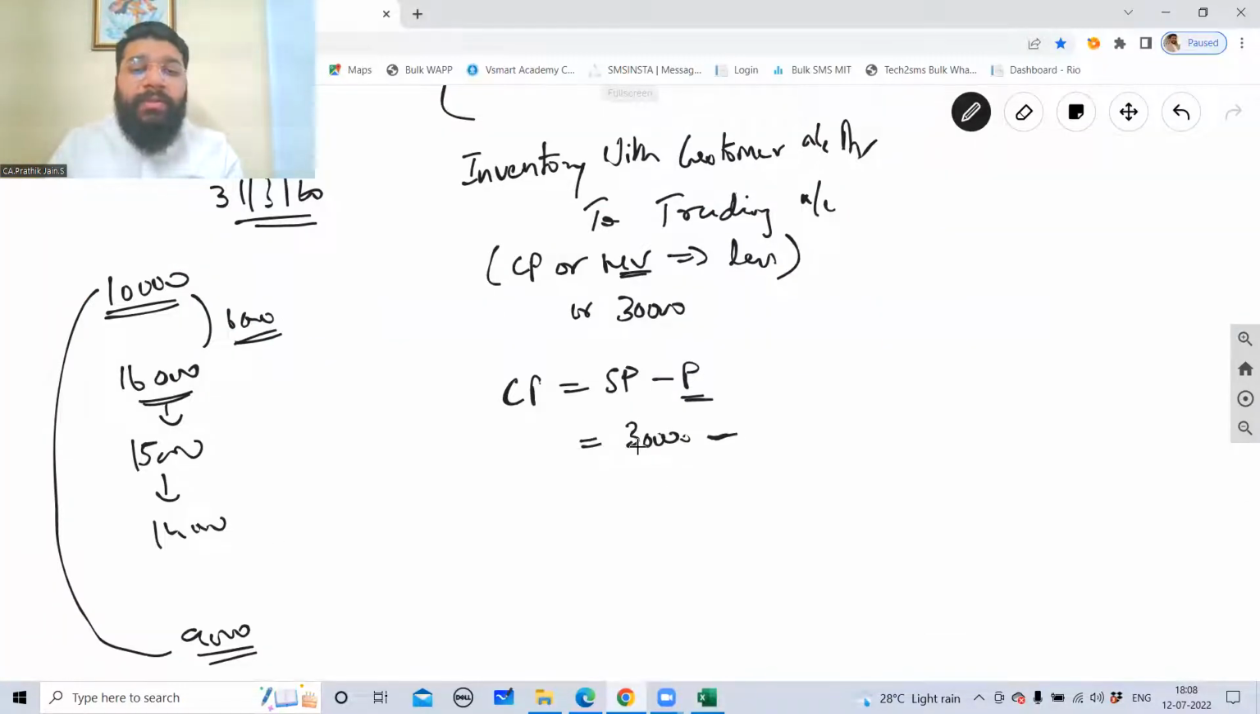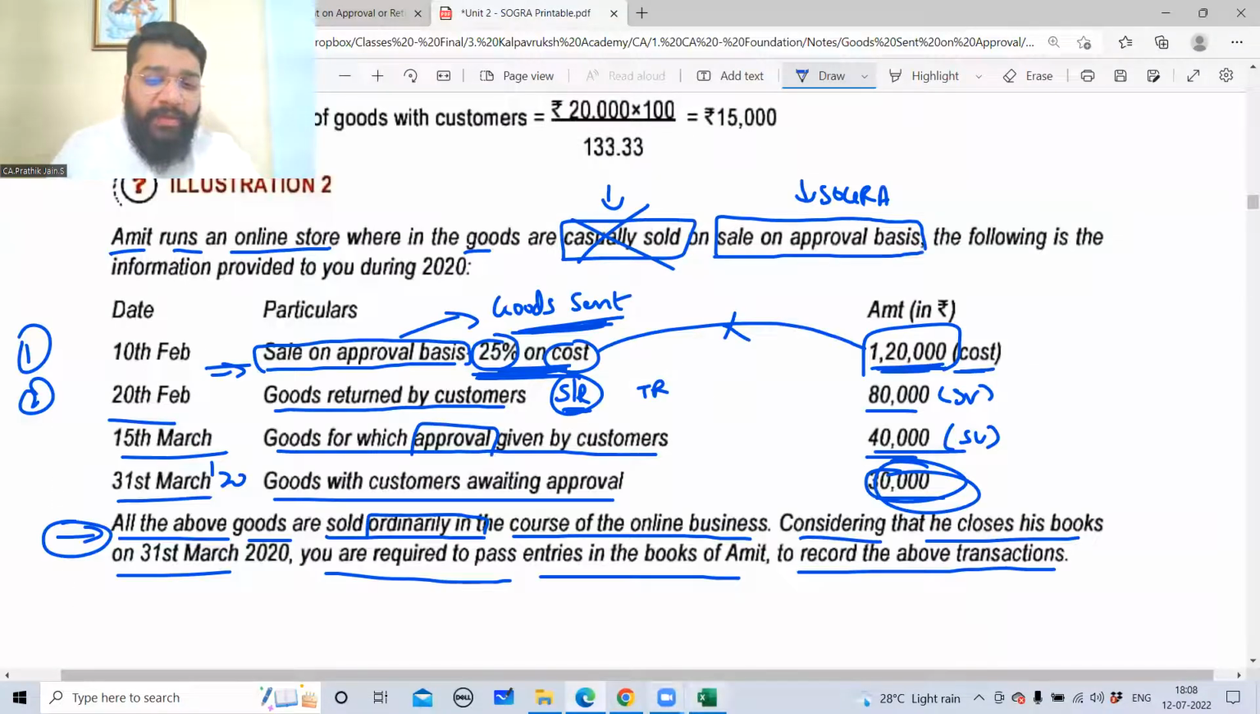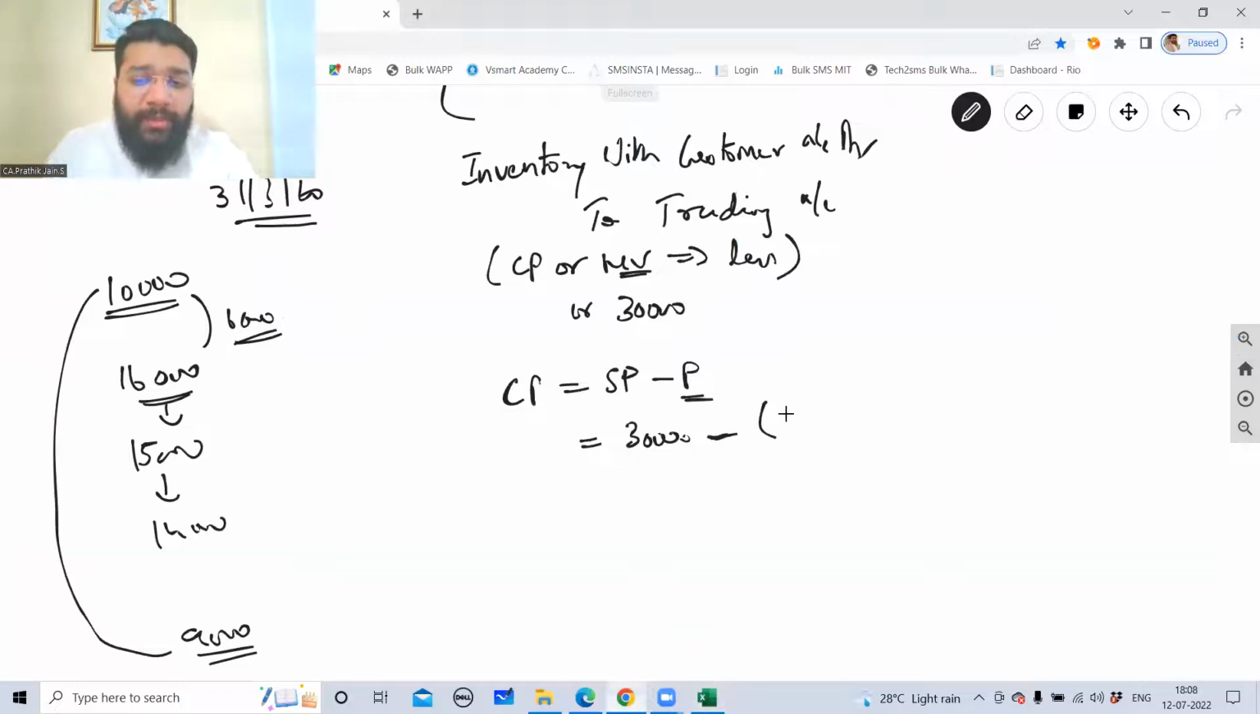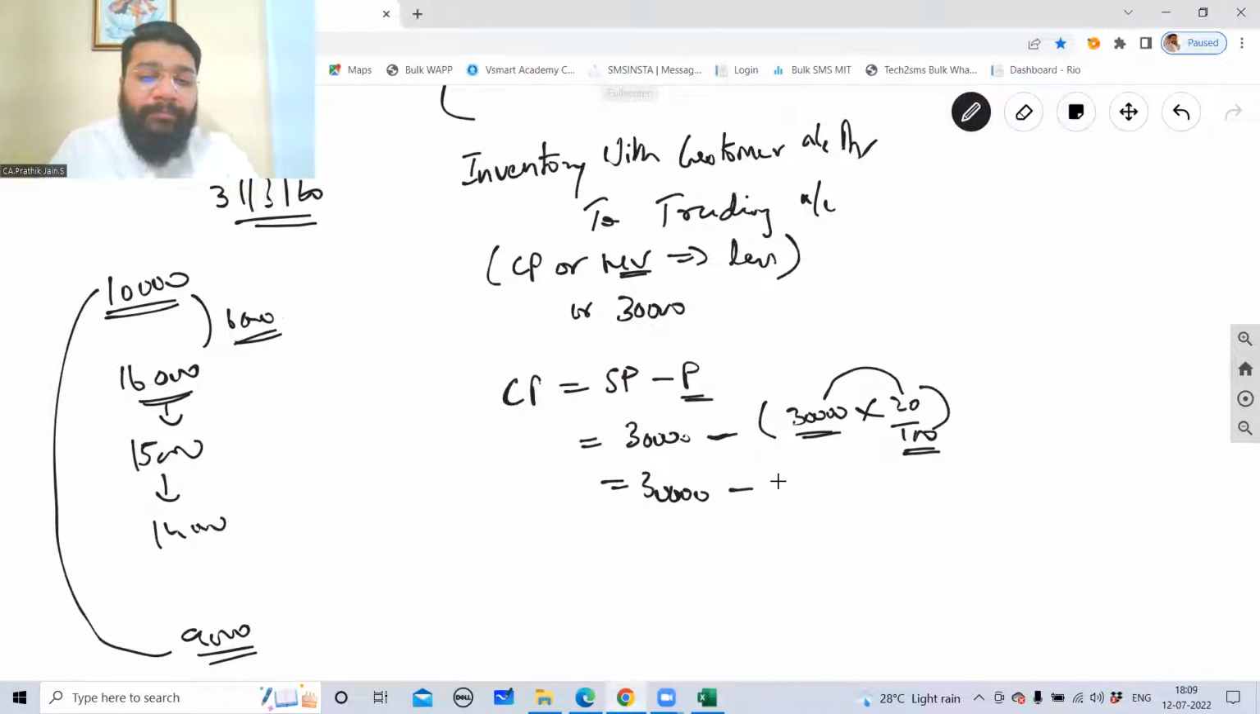So guys, 30,000 is the selling price. If profit on cost is 25%, we saw that profit on sale will always be 20%. So profit on sale is 20%. 30,000 is the sale price, multiplied by 20 by 100. This is also a percentage on sale. Both are related to each other, therefore I can multiply and get the profit. So 30,000 is the selling price. What is my profit? 6,000. So what is my cost price? 24,000 is my cost price.